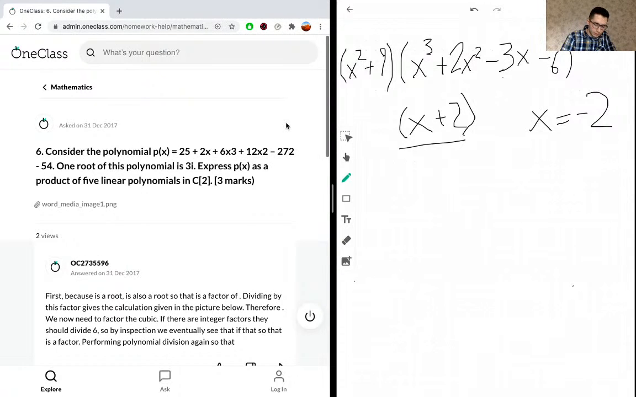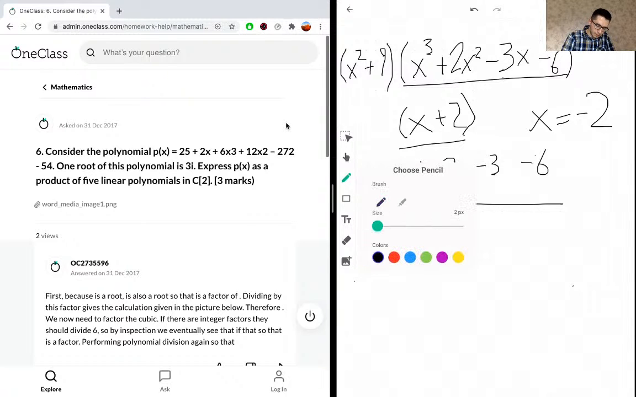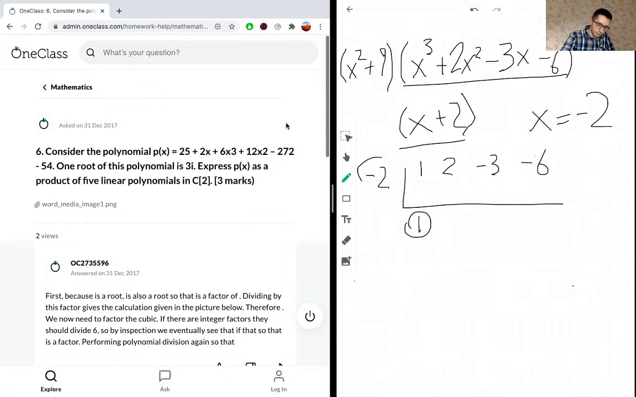To do synthetic division, I'll go through the steps one by one. You place all the coefficients of this function on top, so I'll say 1, 2, negative 3, and negative 6. Then we'll put the root over here, negative 2. The first thing you do is bring down this value, and we'll write it down here. Then we'll multiply 1 times negative 2, and the result is negative 2, and we'll write it over here.